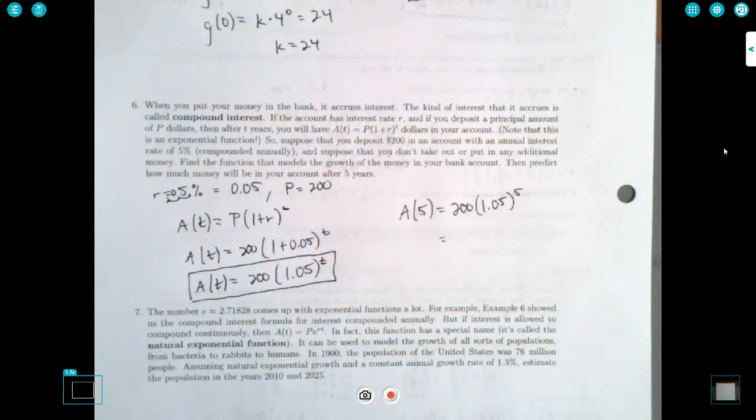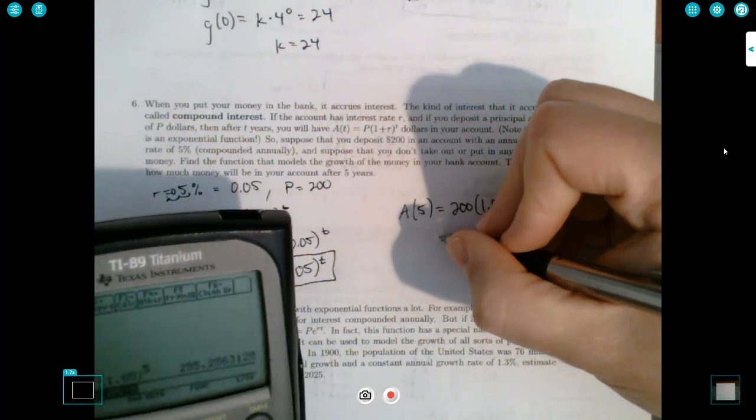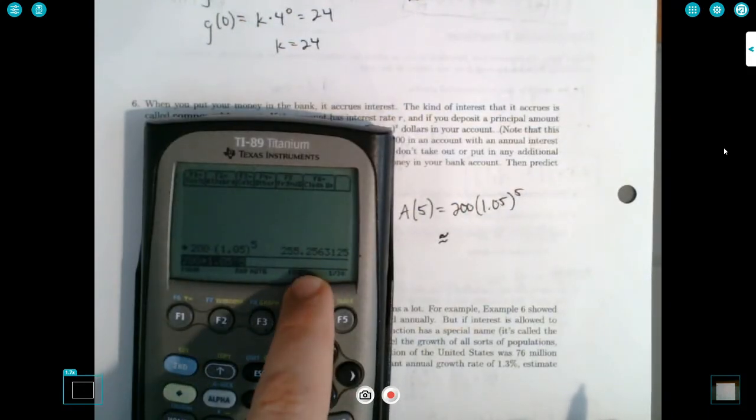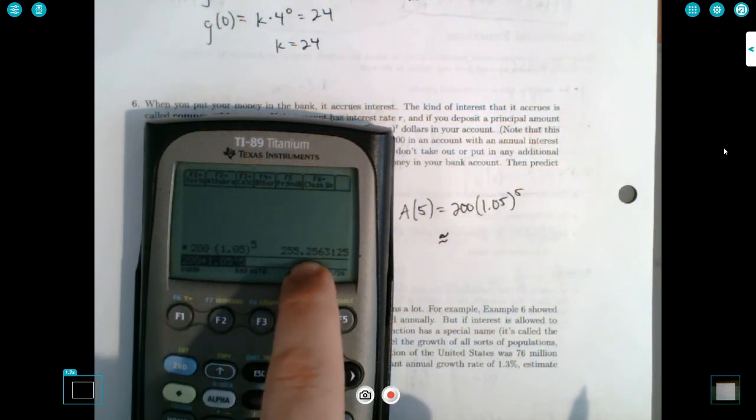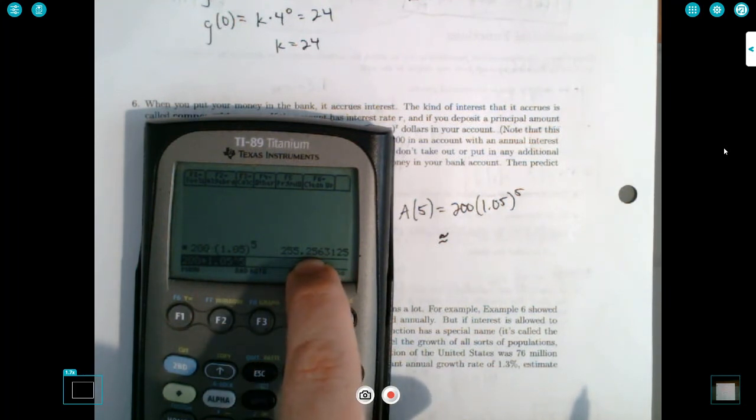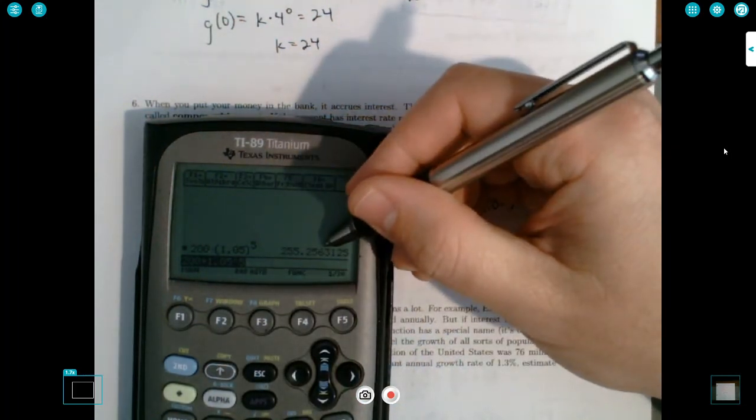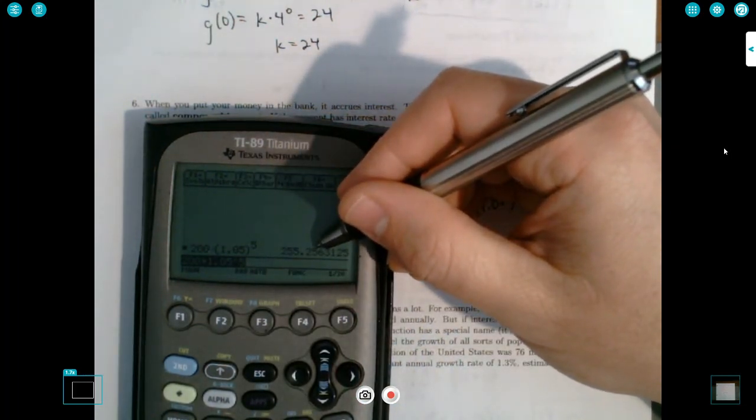Let's see, 200 times 1.05 to the fifth power. I'm going to round this to the nearest penny. So this is what I'm getting, but I'm going to round it to the nearest penny. If I round it, it's $255.26, right? This number is bigger than 5, so I round this number up to 26.